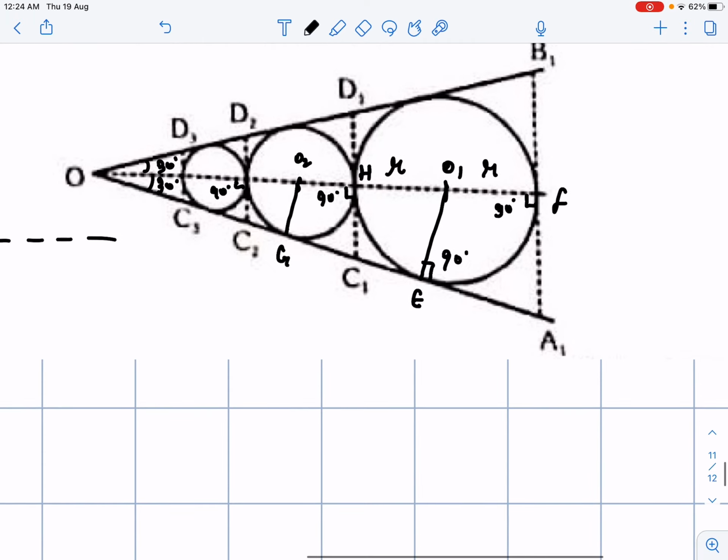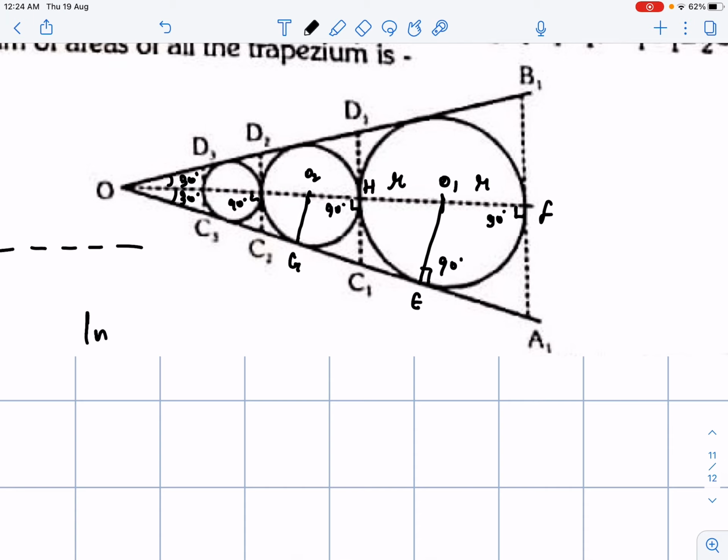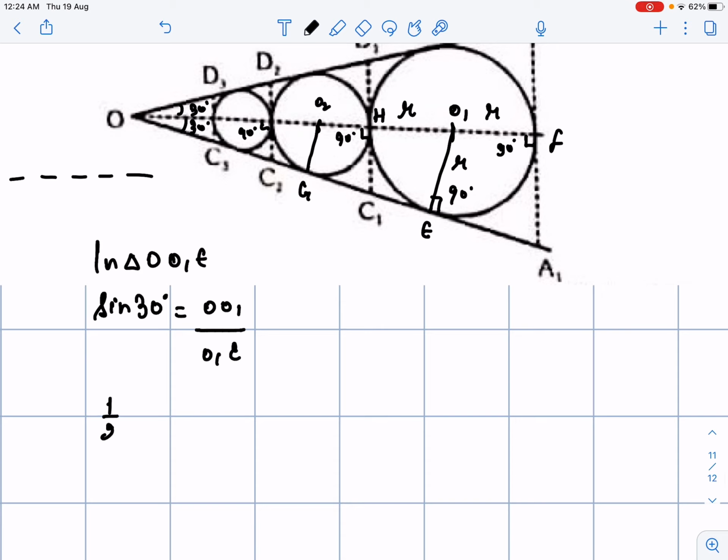Now what will we write? In triangle O1E, sine of 30 degrees we will write, to get the value of O1. So sine 30 degrees will be becoming O1 divided by O1E, and value of O1E will be what? Radius of the circle only. This is 1 by 2. So O1 divided by O1E is equal to 1 by 2.